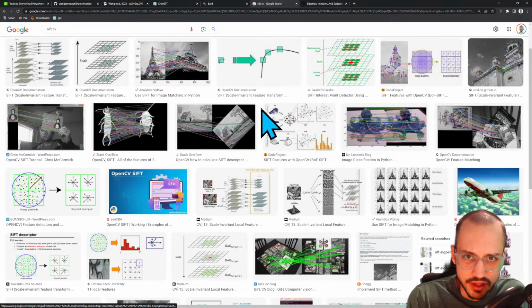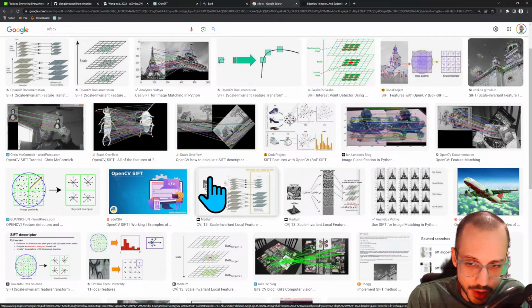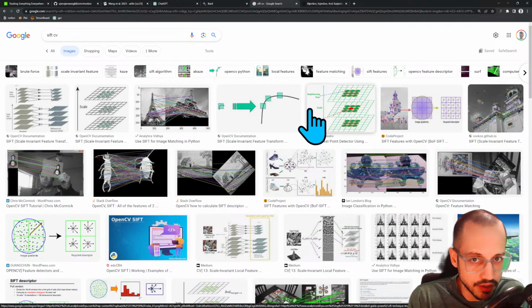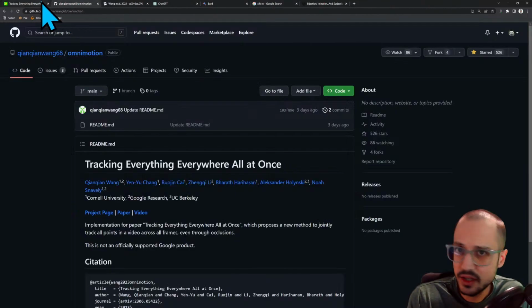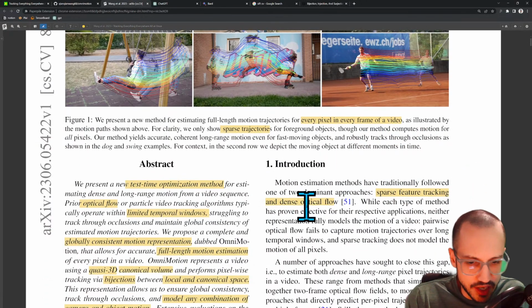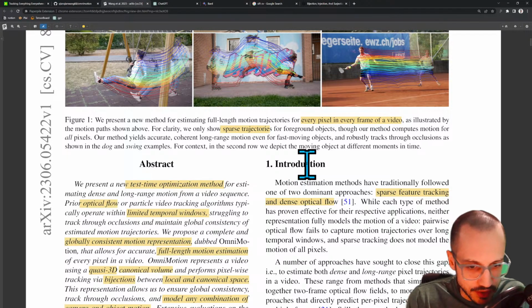So SIFT is just one feature. It's a scale invariant feature transform, but there's a bajillion other handcrafted sparse features that you could use for tracking. And then dense optical flow is, keyword there is dense, right? So a lot more. The amount of features in an individual frame is much higher.